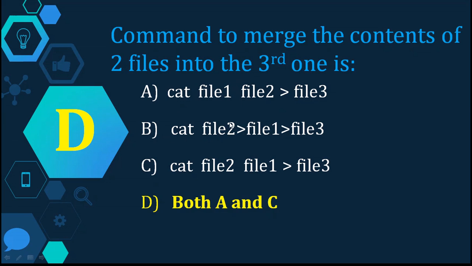But what about option B? Here this way of writing is wrong, so it is going to give you an error. And option C, the content of file 2 will come first and then the content of file 1, and both will be copied in file 3. So we will have a new file which will have the content of both the files, right? So that's why both options A and C are correct.